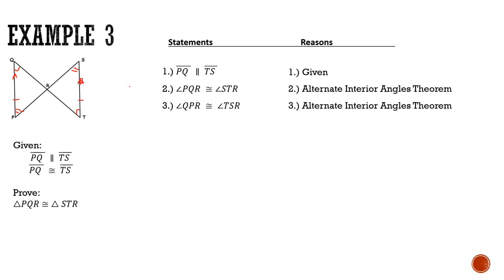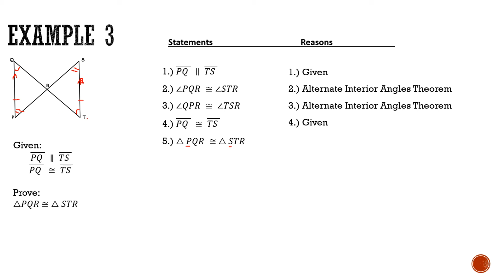Now I have my two angles. I need to have my side that's in between them. So while that was given, PQ is congruent to TS. And so now I have enough for angle, side, angle. And so I have triangle PQR, and it's important that these match up. P has to match up with S when you write it. So you can see right there, I've got P matched up with S.